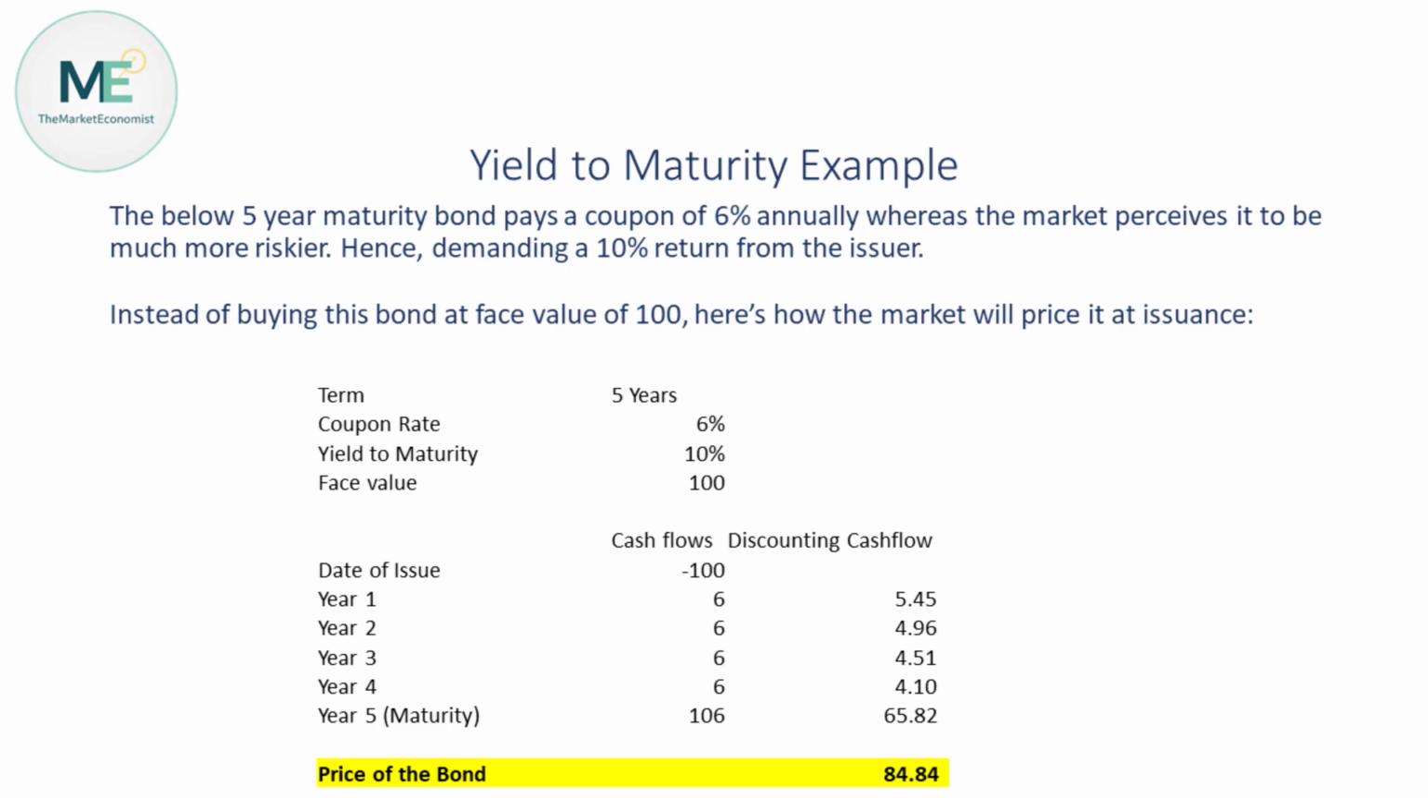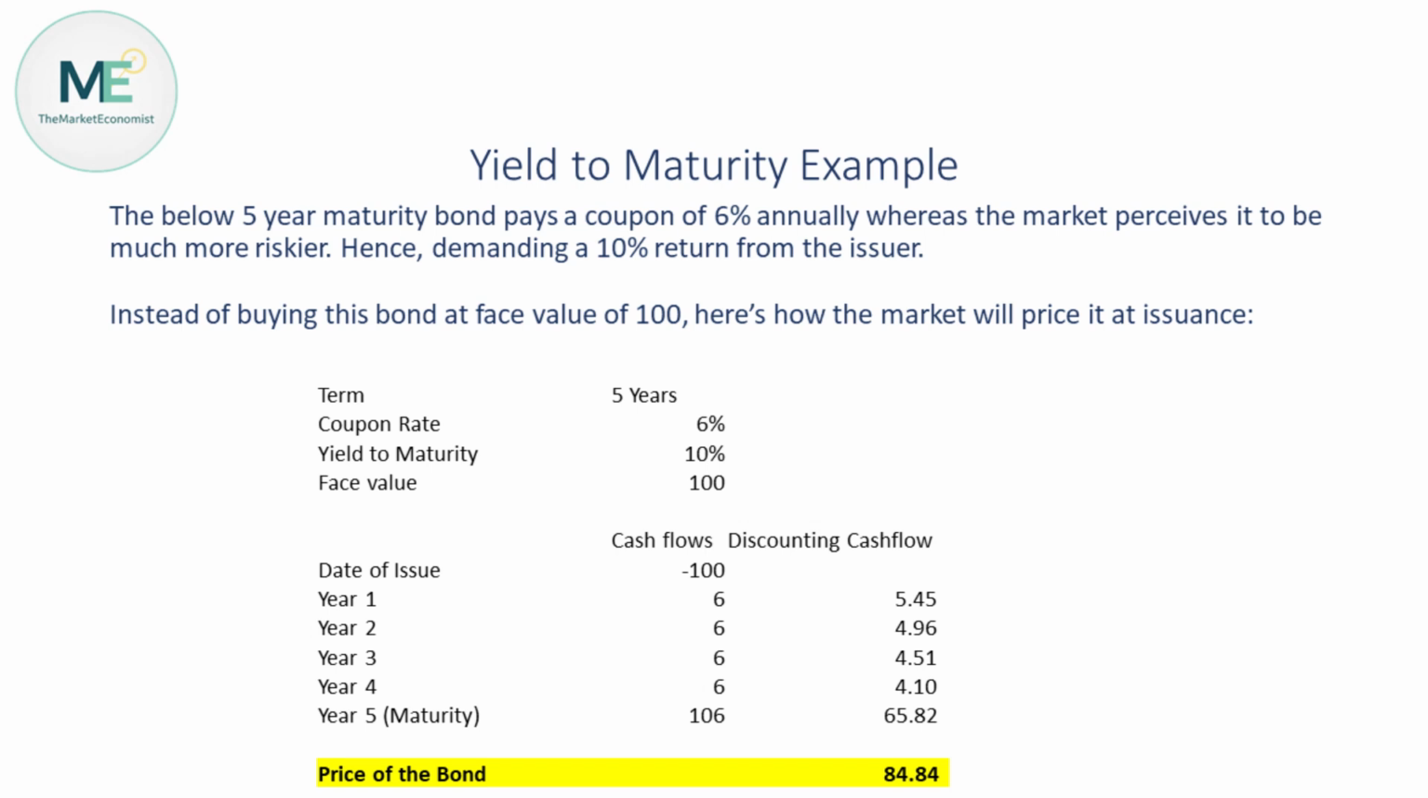So on and so forth. After 5 years we get 106 rupees back. We discount all these cash flows and then we arrive at 6 upon 1 plus 10% to the power 1, which is 5.45 rupees. At the end of year 2 we get 6 upon 1 plus 10% to the power 2, which is 4.96 rupees, and so on and so forth.